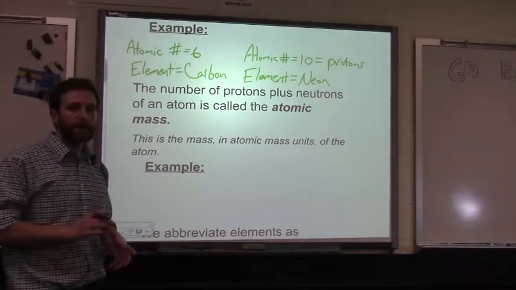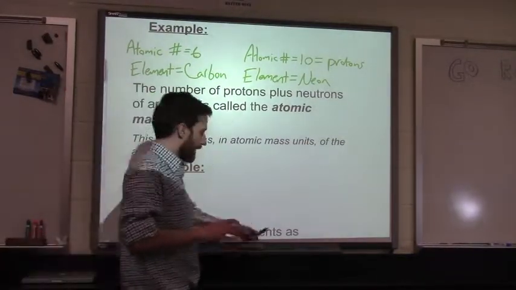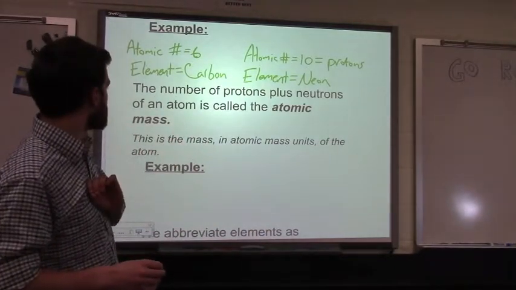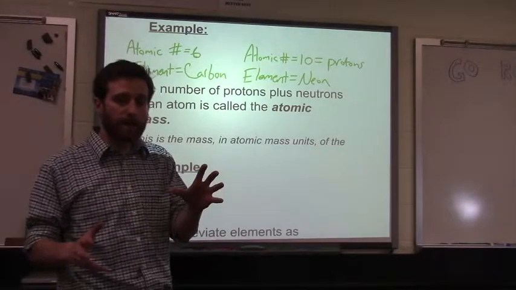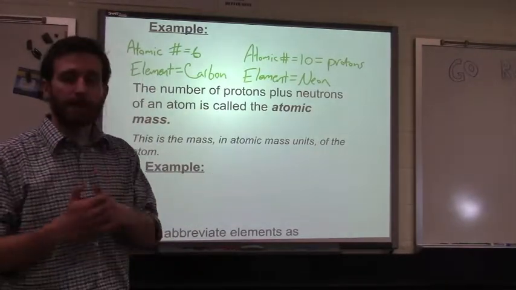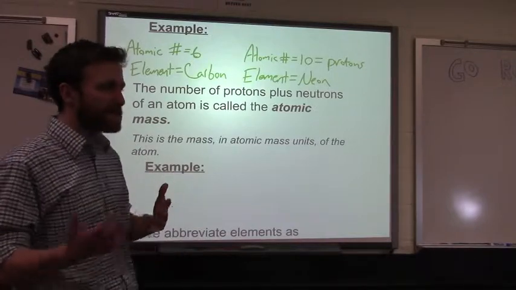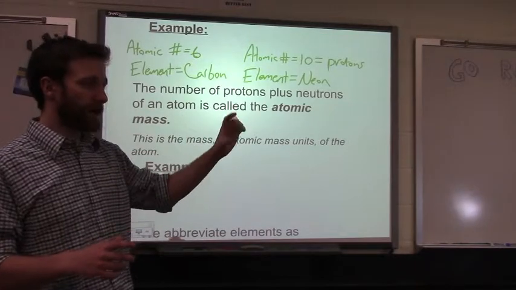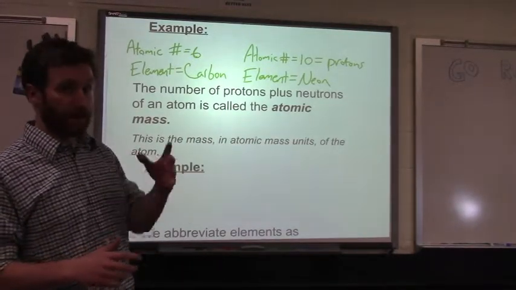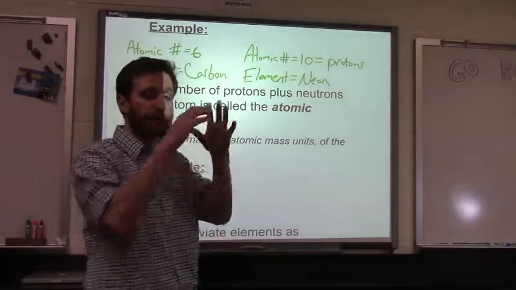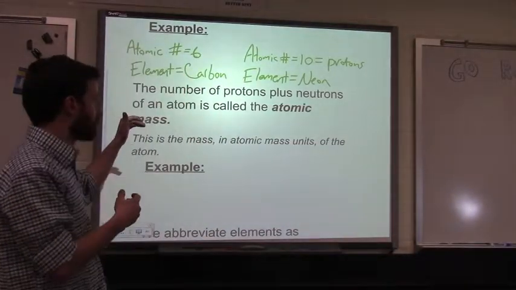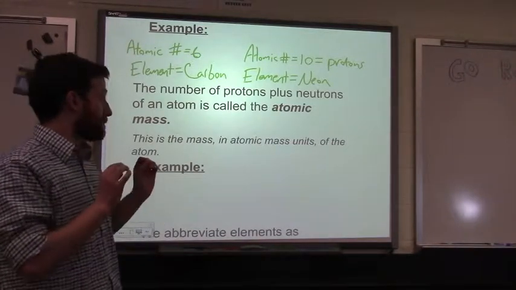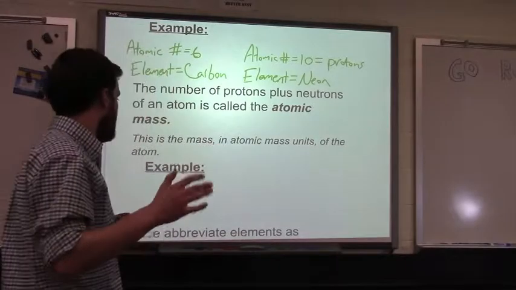Another important property of atoms, of elements, that you'll find on the periodic table is the atomic mass. The number of protons plus the number of neutrons of an atom is called the atomic mass. And that makes sense because if we look back to that table, we know that protons and neutrons are the only particles that have mass. So they're the only things that would contribute to the mass of an atom. So the number of protons plus the number of neutrons is the atomic mass. This is the mass in atomic mass units of the atom.